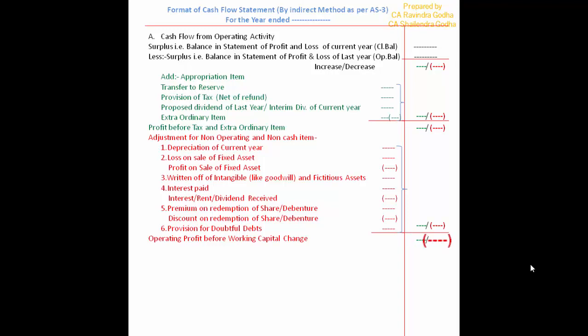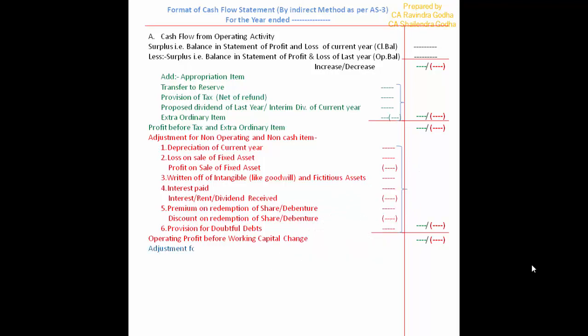It means what? We are adding profit before tax and extraordinary item, and the adjustment for non-operating and non-cash items, and we are getting operating profit before working capital change. In these two steps, we are giving effect in the opposite direction. Means we are adding losses and expenses and deducting income and gains. Means we are giving impact in the opposite direction. Means all of these items are adjusted in profit, so we are cancelling them out.